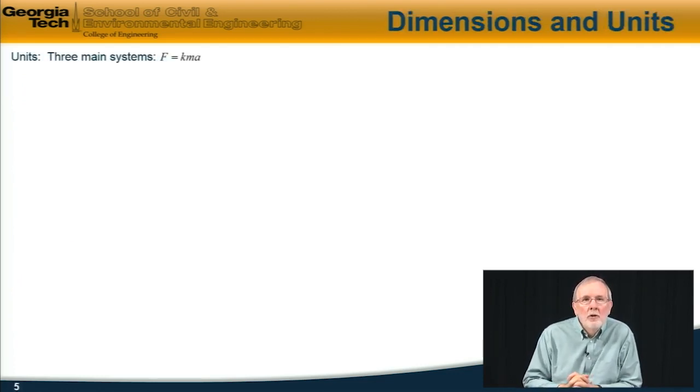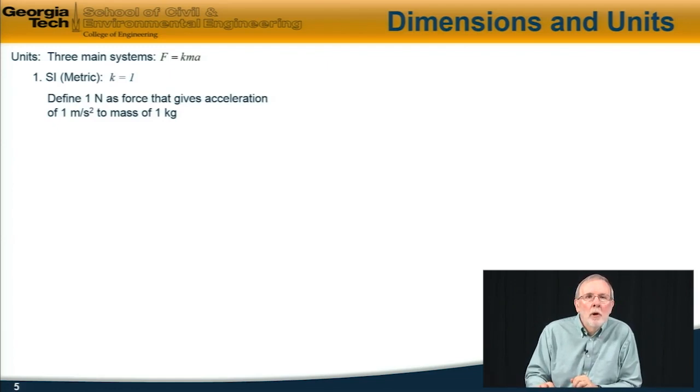A little bit about units. There are three main systems of units which derive from the equation F equals ma, but which we generalize by force is equal to some constant k times mass times acceleration. And the different systems of units have a different value of that constant k. In metric units or SI units, k is equal to 1, and we define the unit of force as the Newton, which gives an acceleration of 1 meter per second squared to a mass of 1 kilogram.